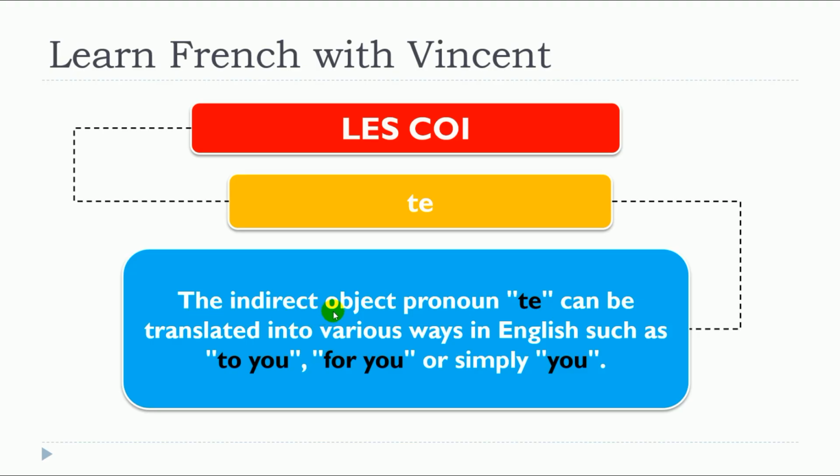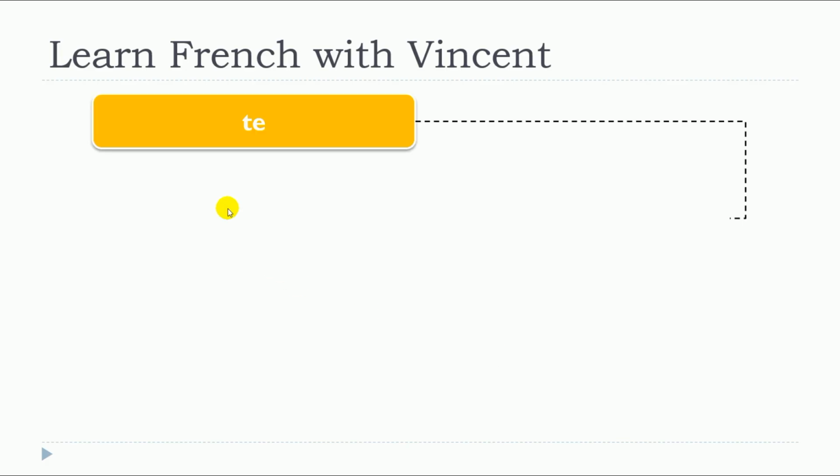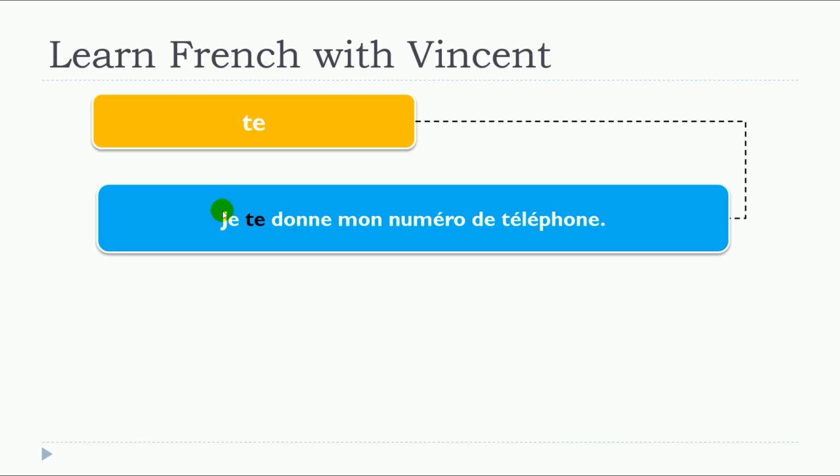And the indirect object pronoun te can be translated in various ways in English, such as to you, for you, or simply you. And let's agree on the fact that it's the singular you. So let's see some examples with te.